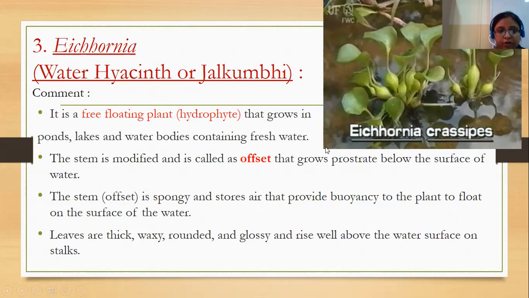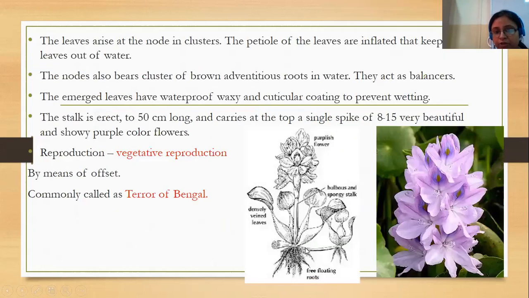Fine. So yes, in this case, see, this plant has to float on the surface of the water. So this plant has to acquire some adaptation in its structure so that it can float on the surface of the water. So that's why in this particular plant, the stem is modified. It is modified to form the offset or the stolon. Here you can see the offset or stolon is there.